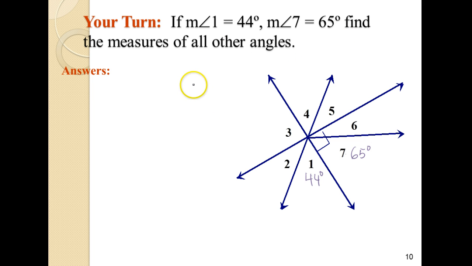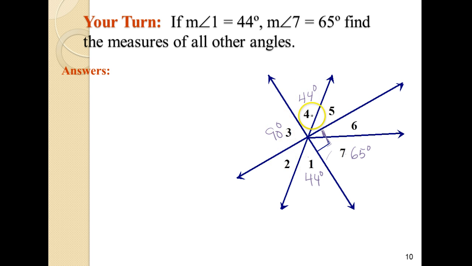So let's start out with the easiest one. Now we need to remember what this little symbol here means. It's formed like a square. This means that this is a right angle, and we know a right angle is 90 degrees. So if this one is 90 degrees, that means angle 3 will also be 90 degrees. Now, angle 1 and 4 are vertical angles, so angle 4 will also be 44 degrees.